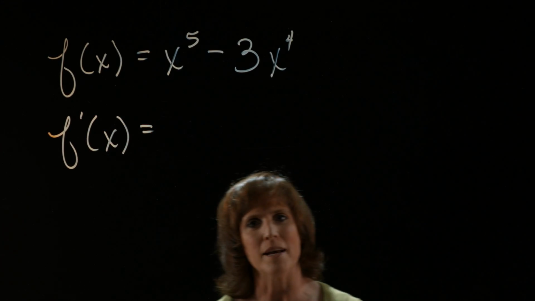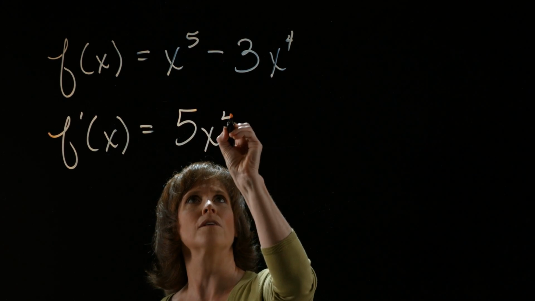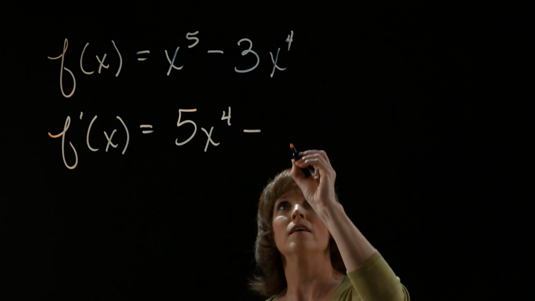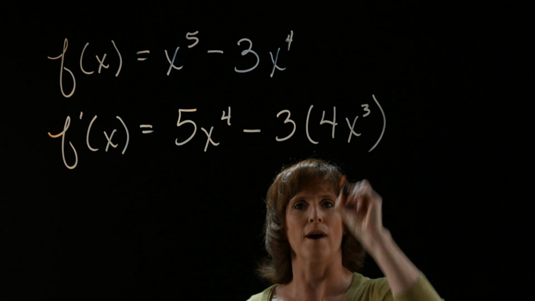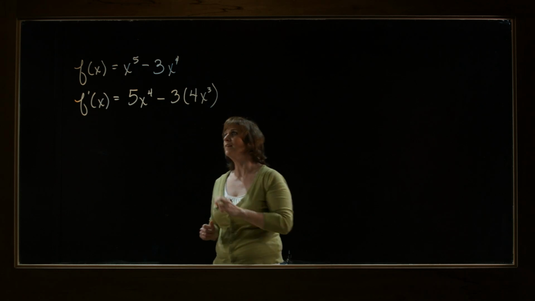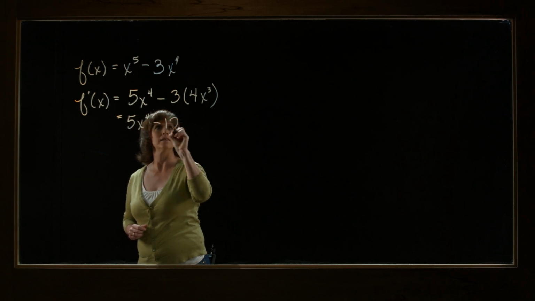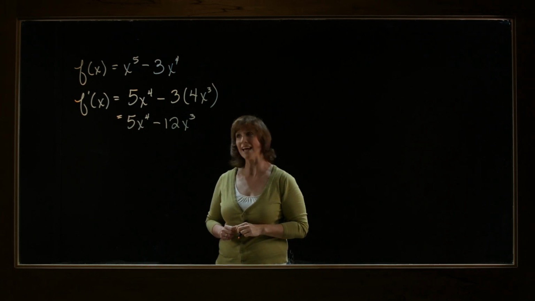We're just going to use our basic rules. The derivative of x to the fifth is 5x to the fourth. And then we're going to subtract the derivative of 3x to the fourth, which will be 3 times 4x cubed. Right? Now we're going to want to simplify this before we move on. So I have 5x to the fourth minus 12x cubed. Now we're ready for the second derivative.